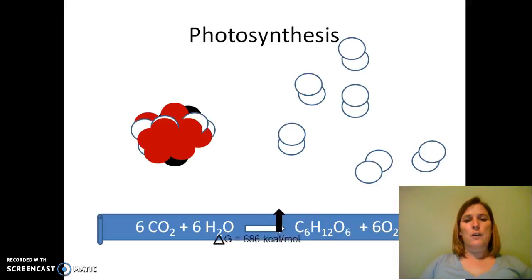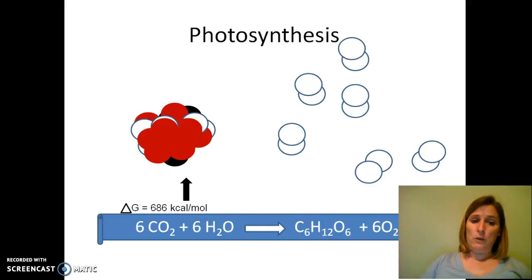All right, so in forming this glucose molecule, we have stored energy. Our delta G is a positive number. That's going to be stored energy. And that energy is actually going to be stored in these bonds with the carbons and hydrogen atoms. And then as a result, we also have oxygen as a waste product that is released by the plant out of the stroma.